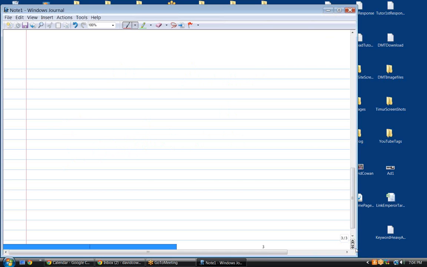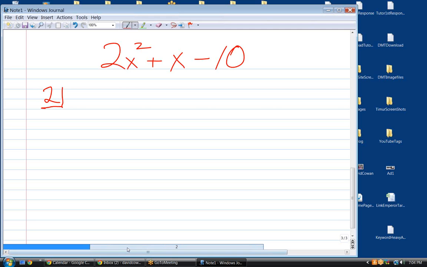So this is going to be synthetic division. The question is 2x squared plus x minus 10 divided by x minus 2. So what goes in the box? 2, the solution. In other words, if x minus 2 were a factor, then x equals 2 is one of the zeros.